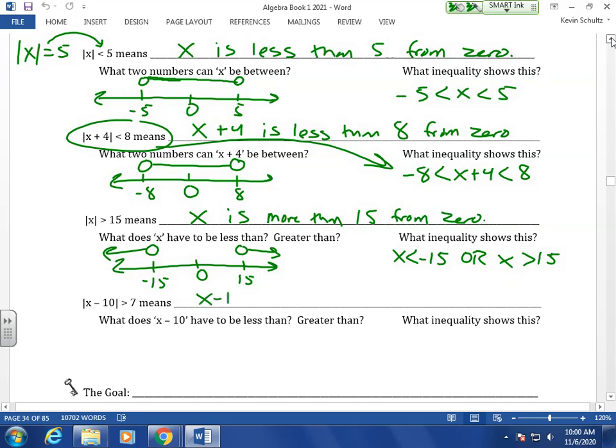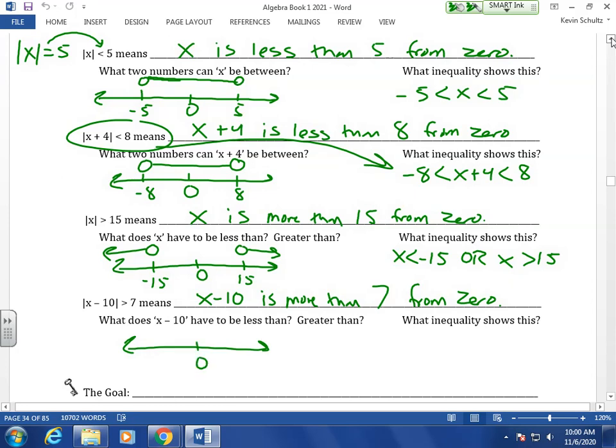So for this one, same kind of thing here, right? Whatever x minus 10 is, that is going to be more than or further than 7 from 0. So what does x minus 10 have to be less than? What does it have to be greater than?